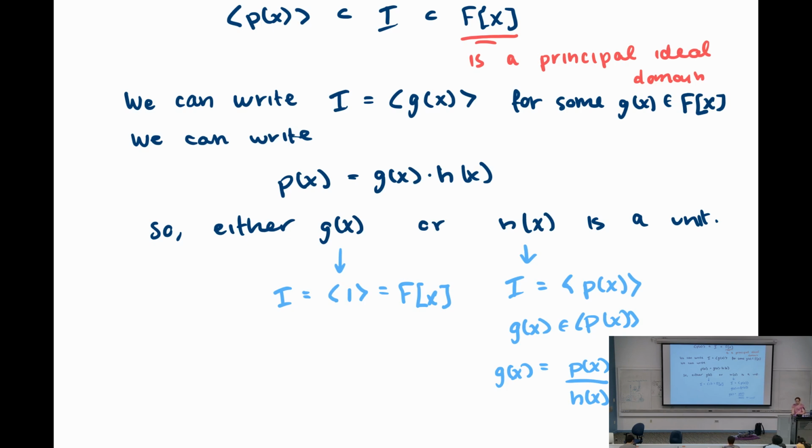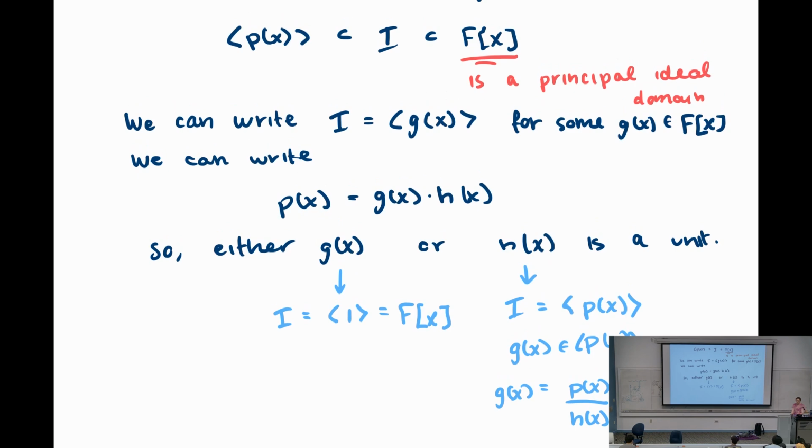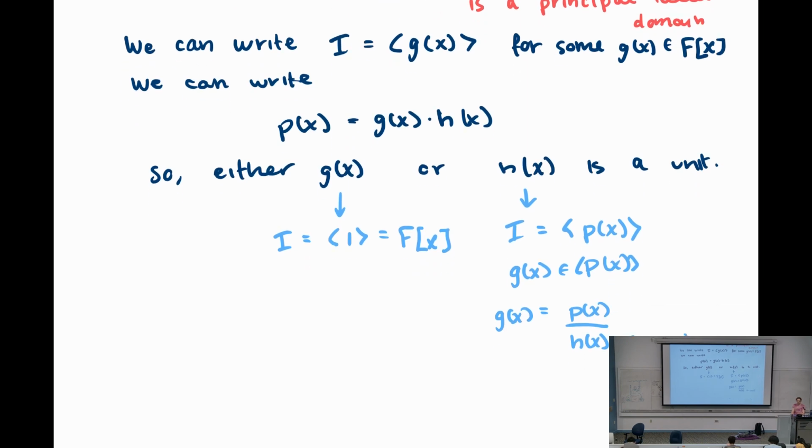Okay, so in either of these cases, we have that either I is equal to the ideal generated by p(x) or I is equal to F[x]. So we can conclude that the ideal generated by p(x) is a maximal ideal. Okay, and that finishes both directions of the proof. Does someone have a question?